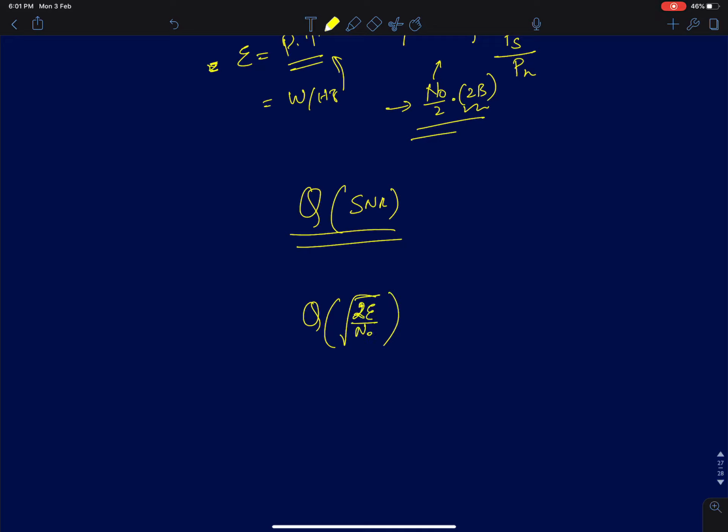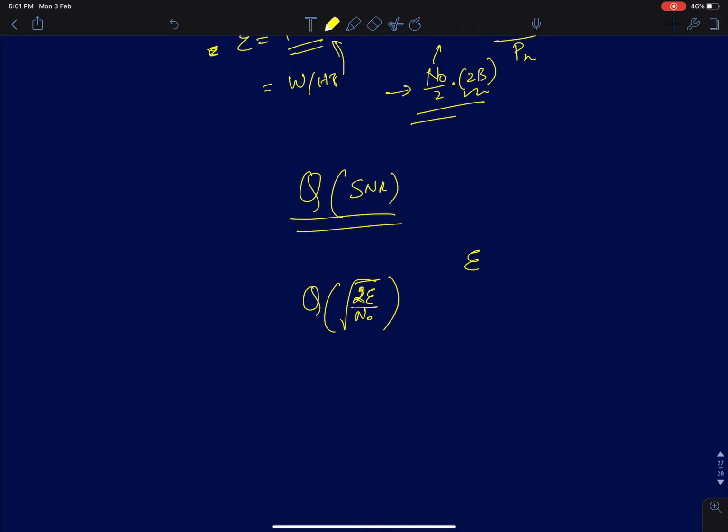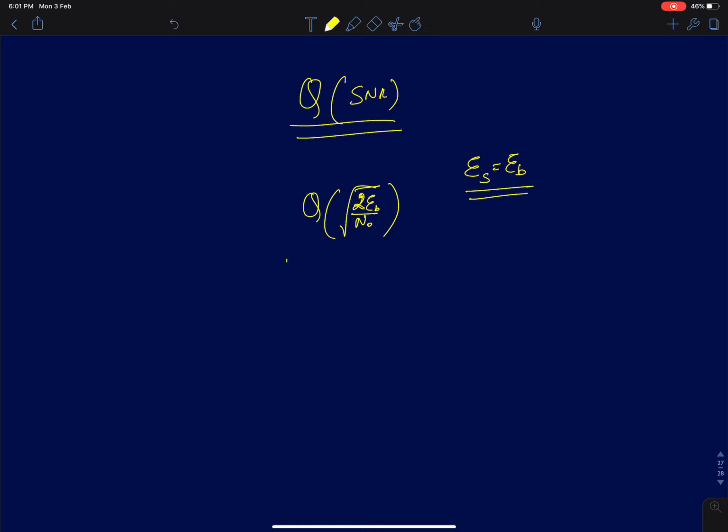In this case, for a binary PAM, bit energy is equal to symbol energy, because it's just 1 bit of information, so symbol energy will be equal to bit energy. So sometimes they write it as 2Eb by N naught. If I plot this function as a function of Eb by N naught, Eb by N naught here is called the signal to noise ratio. Then I am going to get a graph like this. It's like a waterfall. It tells you that if you increase Eb by N naught, there's an exponential decrease in probability of error.